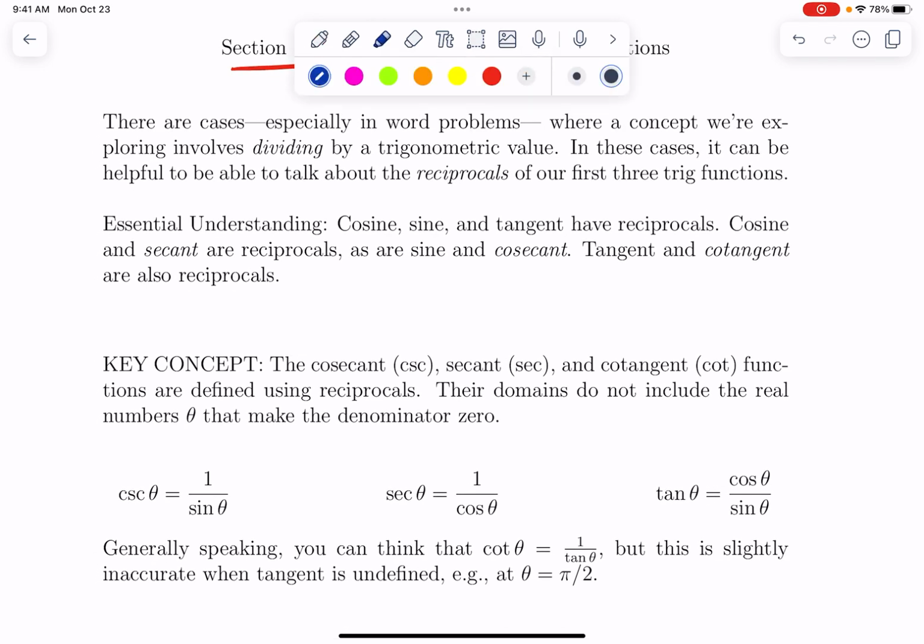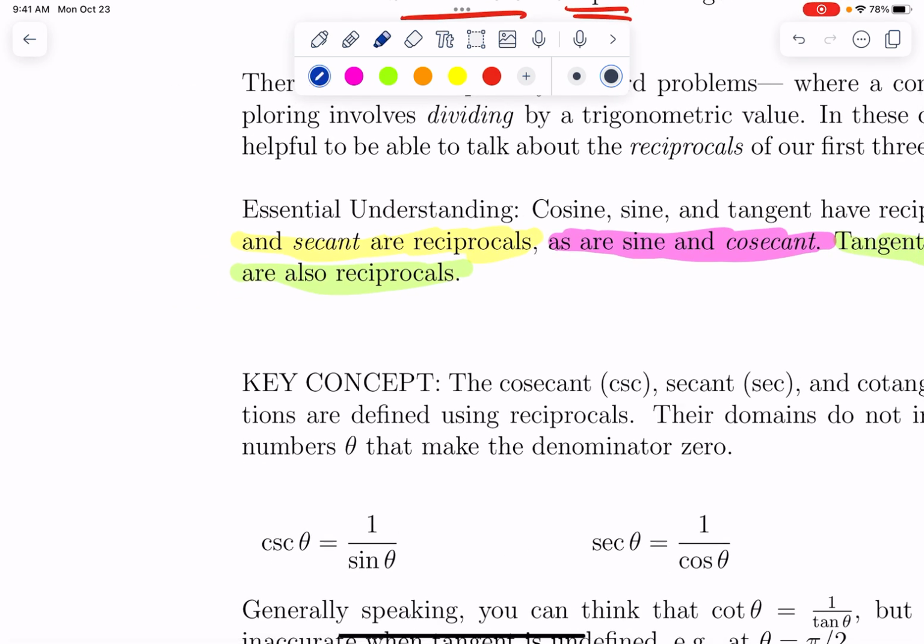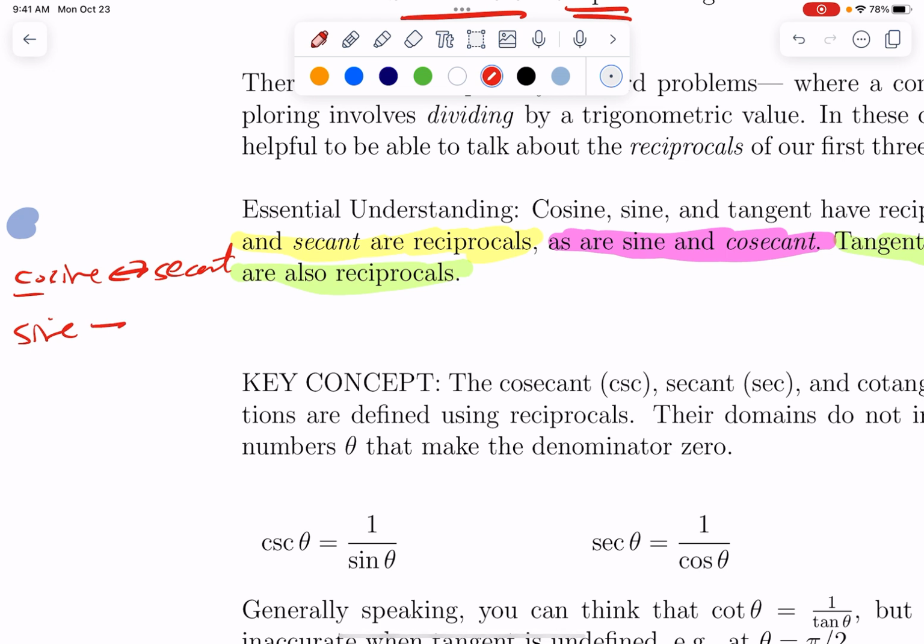One of them is called secant, and cosine and secant are reciprocals. One of them is called cosecant, and sine and cosecant are reciprocals. And then the last one is called cotangent. So tangent and cotangent get paired up. That feels about right. There is something a little bit awkward that cosine, the one with a co, is paired up with secant without a co, and sine without a co is paired up with cosecant. You just need to memorize that this is how it works.